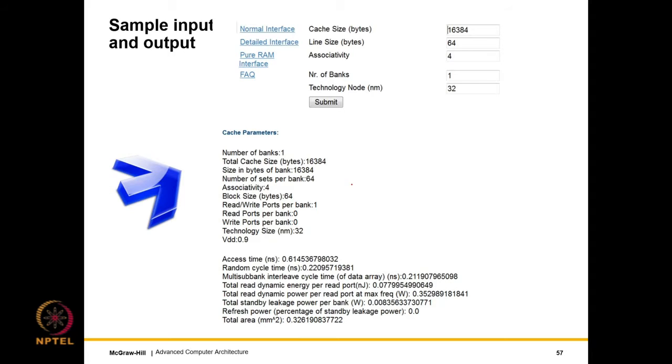So a sample input output of how it works. We provide the cache size over here in bytes. It's a 16 KB cache. Line size, the block size, is 64 bytes. The associativity is 4. Maybe you can't see that, 4 is written. The number of banks, well, we will take a look at the bank issue later, but let's assume it's 1 for now. And the technology node, that's very important. The technology node here is set to 32 nanometers.